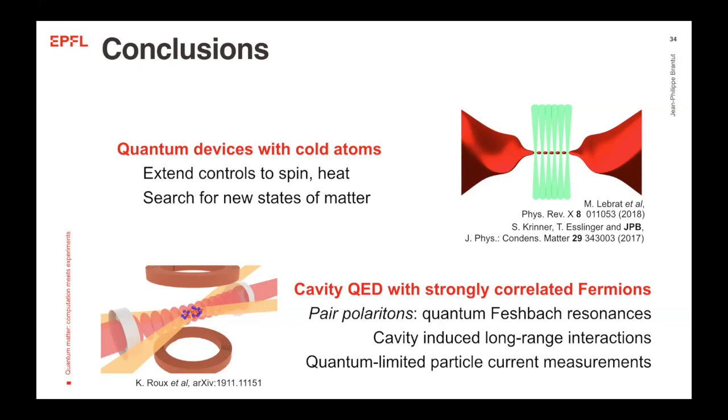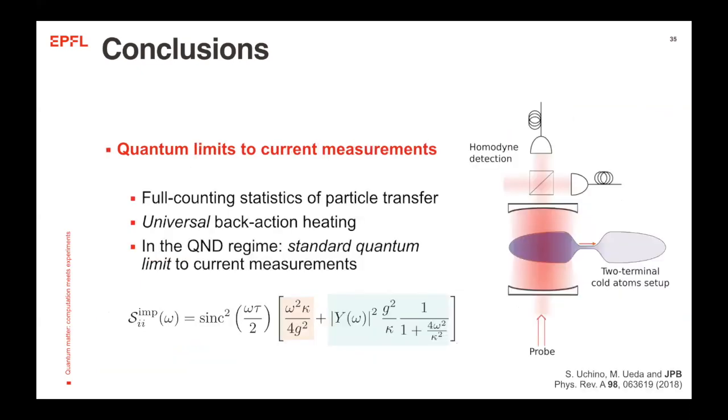I just want to highlight one particular example of this, where we actually want to merge the two aspects. It's a proposal we put together a couple of years ago, where we think we can use this two-terminal system, couple one reservoir to the cavity, and perform non-destructive measurements of the population here. And if you do that, you realize that what you're doing is keeping track of each and every atom entering and leaving this channel.